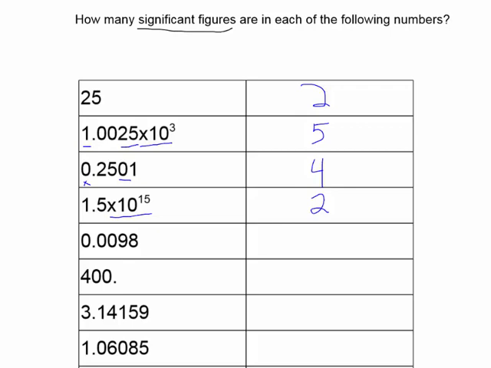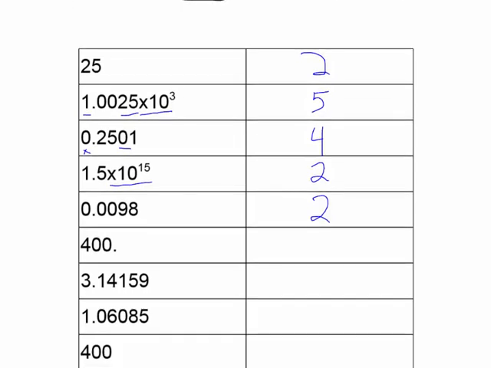They're all leading zeros, so they do not count in the significant figures. Only the 9 and the 8 will count. Because those zeros come before any other number, they do not count as significant figures, and that leaves this one also with only 2 significant figures.